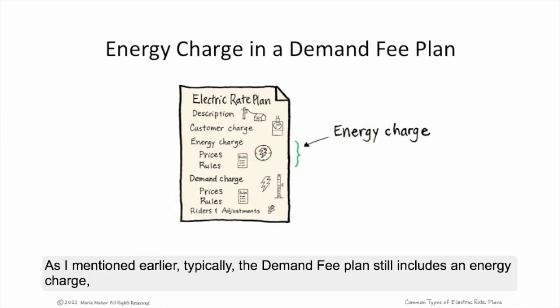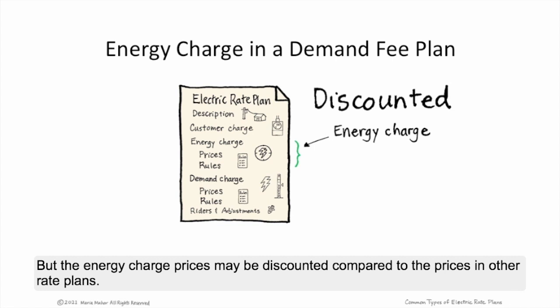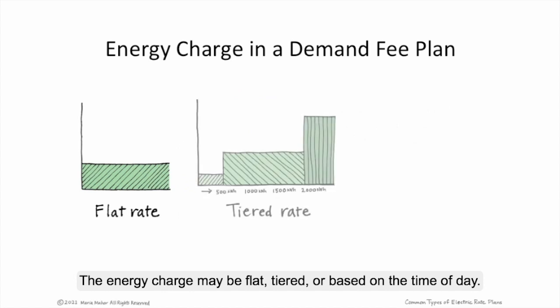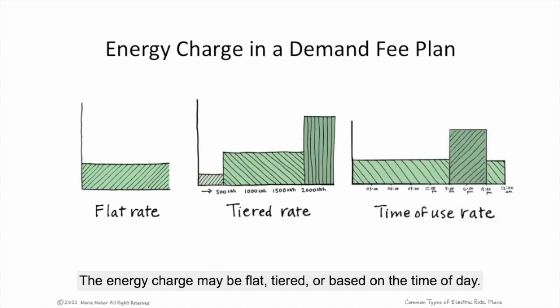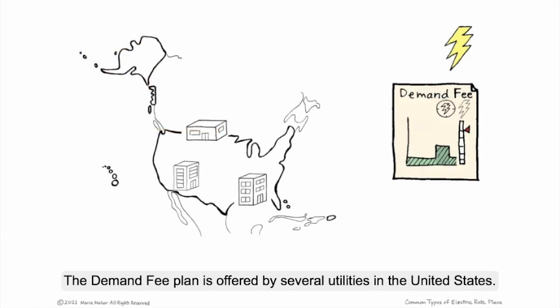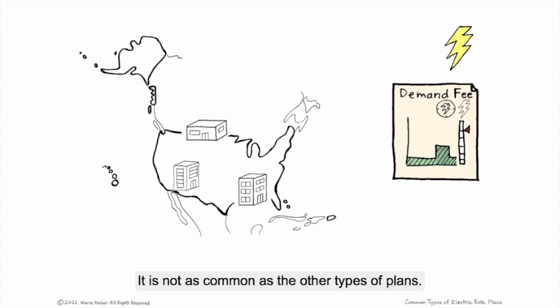As I mentioned earlier, typically the demand fee plan still includes an energy charge, but the energy charge prices may be discounted compared to the prices in other rate plans. The energy charge may be flat, tiered, or based on the time of day. The plan can also have seasonal prices for both the demand charge and the energy charge. The demand fee plan is offered by several utilities in the United States. It is not as common as the other types of plans.